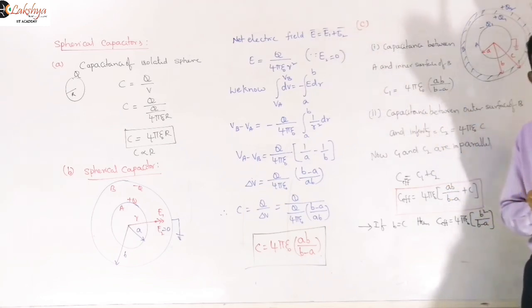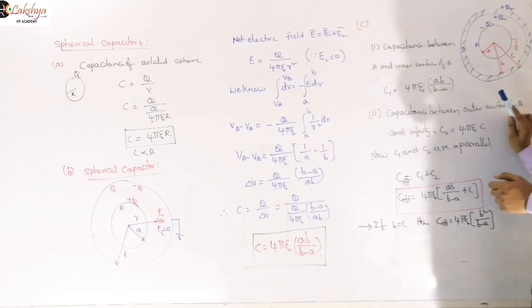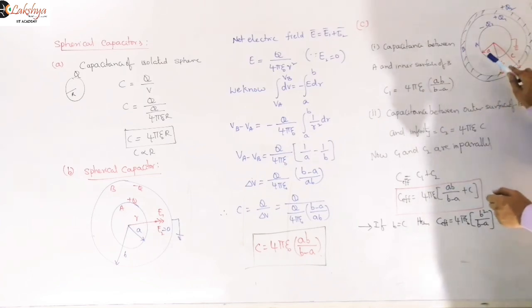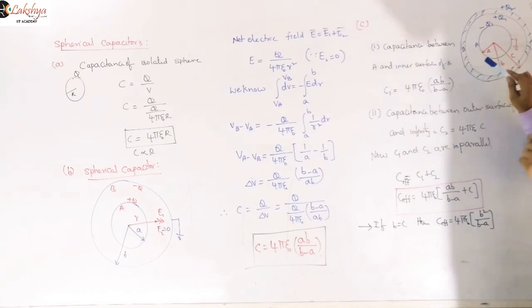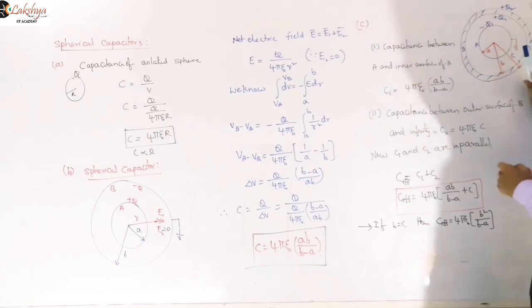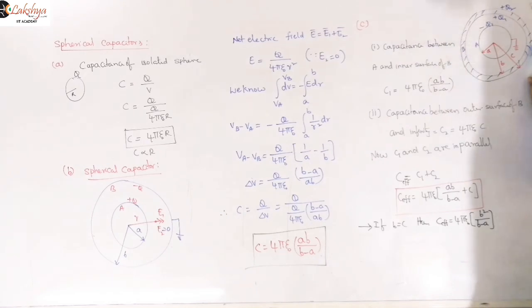So here you can identify that whatever the potential difference is between A and the inner surface of B, the same potential difference will be there between the outer surface of B and infinity also, right? Suppose I am taking the potential of B as some 10 volts, for example. Now the potential difference between A and the inner surface of B is 10 volts because A is grounded.